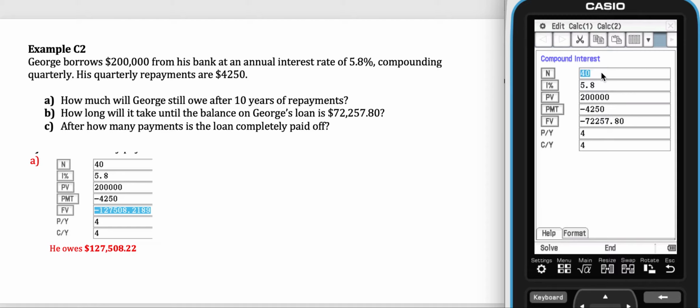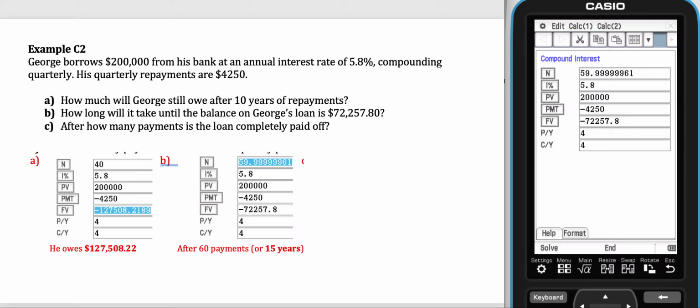What we're trying to work out is how long that's going to take. So this time N is the thing that we don't know. We want to work out how many payments it's going to take until he gets his loan to this point. All the other numbers are staying the same. Interest rate's staying the same, what he borrowed at the start is still the same, his payment's still the same. So we leave all the other inputs and we just tap N. And we get 59.99999. So in other words, it's going to be 60 payments to get his loan down to that value. And 60 payments, because we're making quarterly payments, would be 15 years, because there are 4 quarters per year. So 60 divided by 4 tells you that it's 15 years of payments until he gets his loan down to that number.